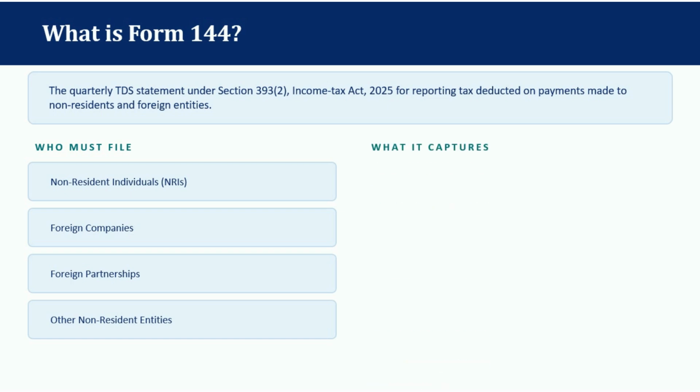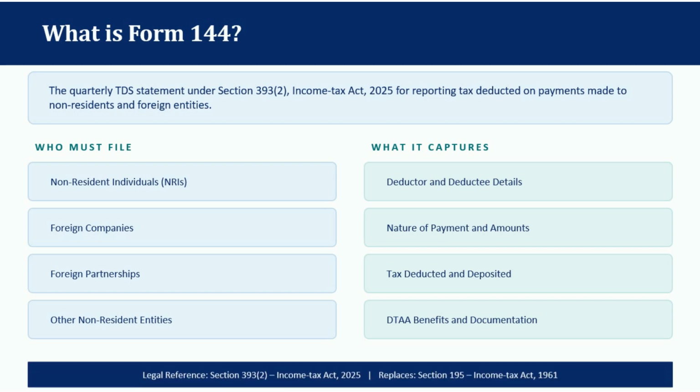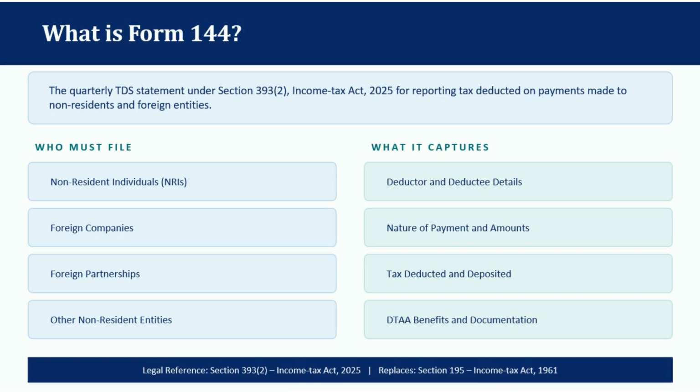The form captures key transaction and compliance details, including deductor and deductee information, the nature and amount of payments, the tax deducted and deposited, as well as any DTAA benefits claimed along with supporting documentation. Form 144 serves as an important compliance document, ensuring accurate reporting of cross-border payments and proper credit of taxes deducted. It replaces the reporting framework that was earlier governed under Section 195 of the Income Tax Act, 1961.